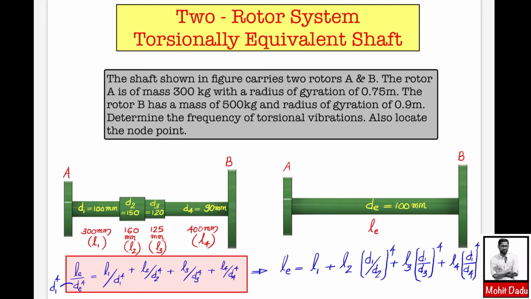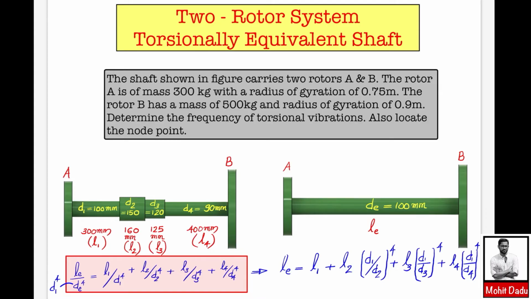And since it is a two rotor system, you will be locating the node within this shaft, which is unaffected by the torsional vibration, and then you will be finding the natural frequency of this torsional vibration. Here the mass of rotor A and its radius of gyration are given, and similarly the details of rotor B are also given. So we have to find the natural frequency and locate the node point correctly. The first step is to find the torsionally equivalent shaft.